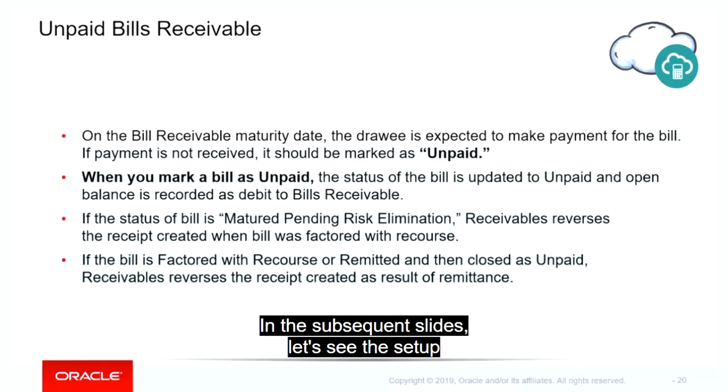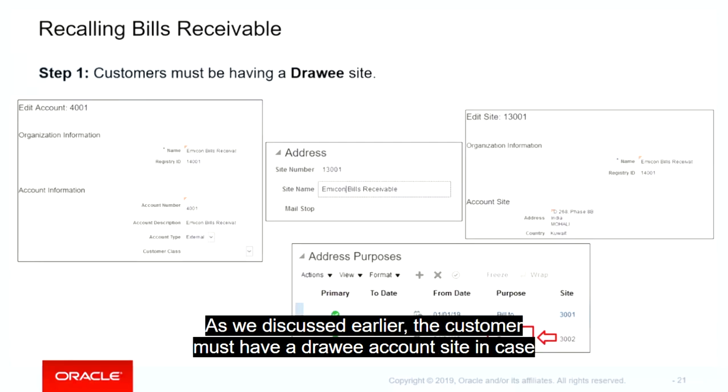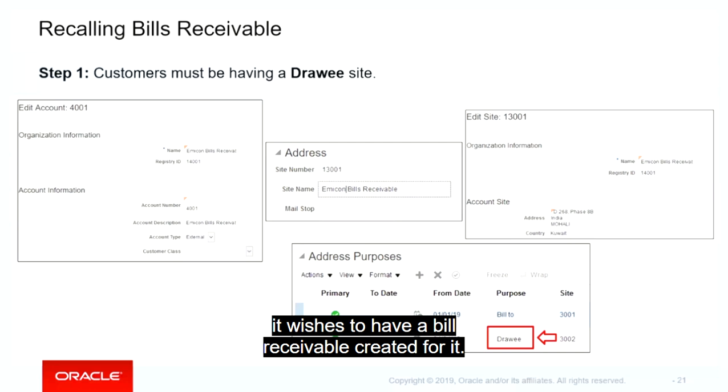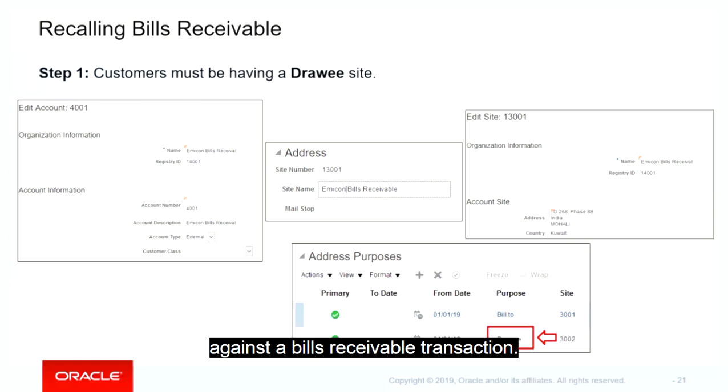In the subsequent slides, let's see the setup and the steps required to recall a bill and set its status to unpaid. As we discussed earlier, the customer must have a drawee account site in case it wishes to have a bill receivable created for it. Further, we also need a receipt method of bills receivable type in case we need to create a transaction which is eligible to be picked up against a bills receivable transaction.